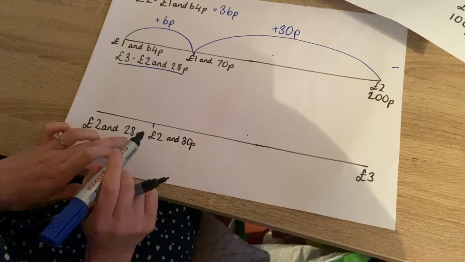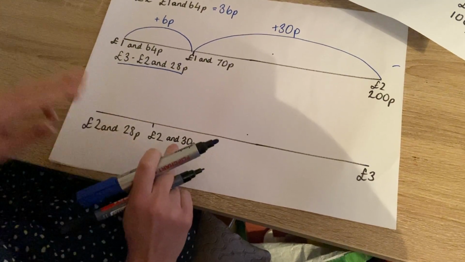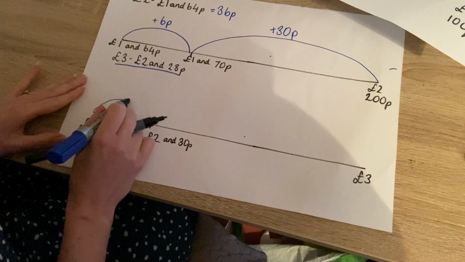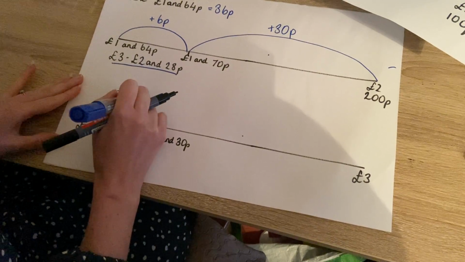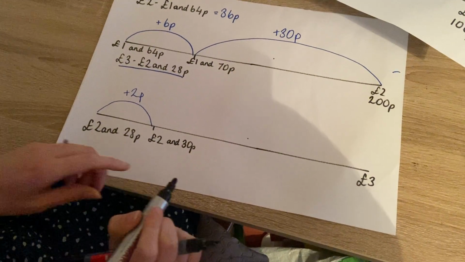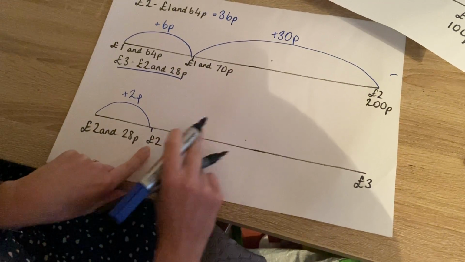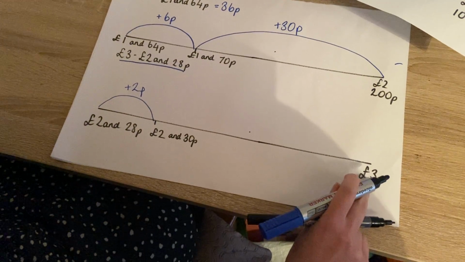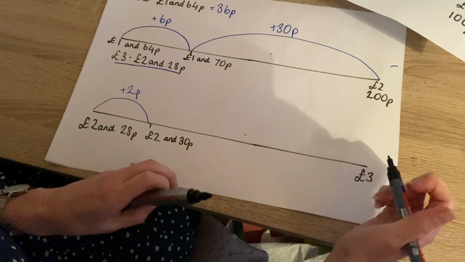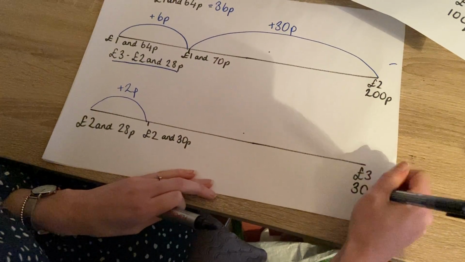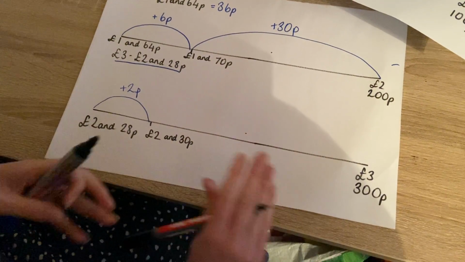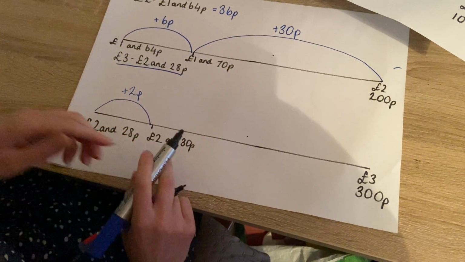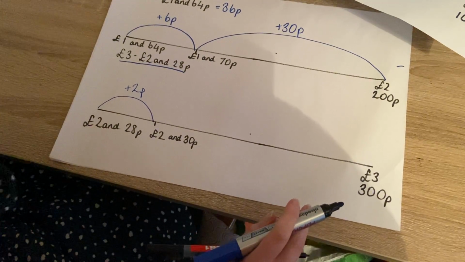Okay, so what do I add to get from 28 to the 30? 8 add what makes 10? Oh, 8 add 2 makes 10. So I'm going to add on 2p there. Okay, then I've got to get from £2 and 30p to £3. That's tricky. What I'm going to do is I'm going to think about how many pennies there are in £3. So there's 300 pennies. Okay, remember using that fact that there's 100 pennies in £1. So I've got to get from £2 and 30p to £3, 300.